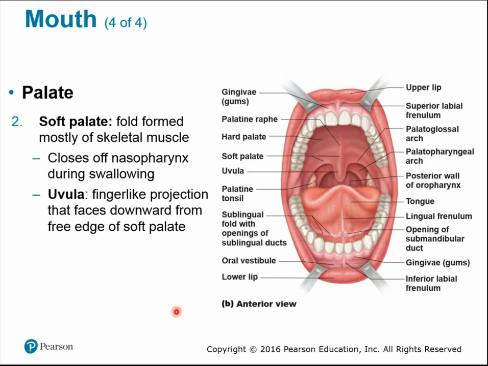The soft palate is behind the hard palate. It's composed primarily of skeletal muscle. So when we swallow, it contracts and will close off the opening of the nasopharynx. It's also going to contain the uvula, which is this finger-like projection, or say the technical term is the dangly thing in the back of your throat. So it's going to hang from that soft palate. So when we swallow, the uvula will be pulled upward to help close off part of that nasopharynx.